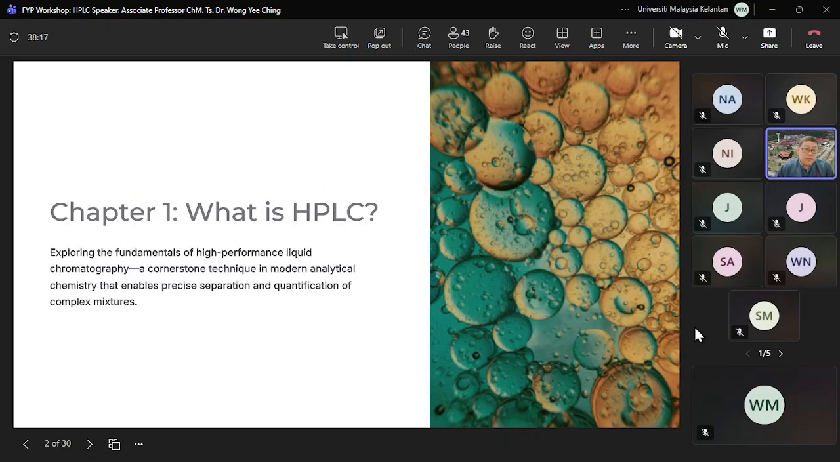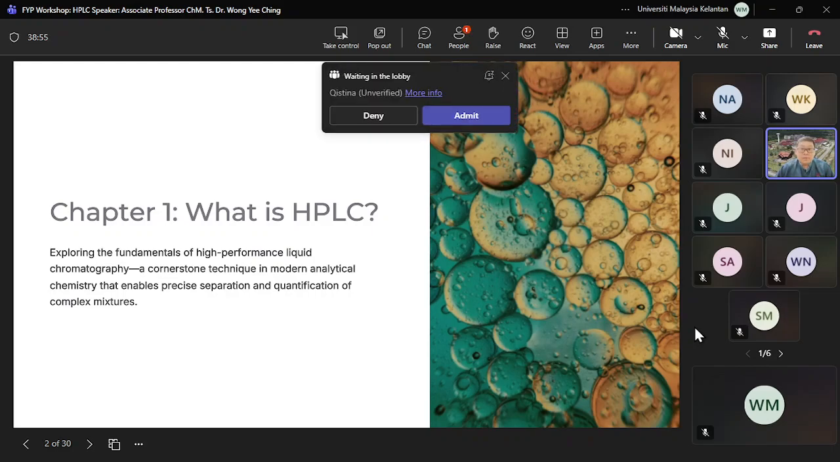Okay, right. So what is HPLC? Fundamental things. HPLC stands for high performance liquid chromatography, whereby it's a technique in modern analytical chemistry that enables us to do precise separations and quantify complex mixtures. Most basically it is for organic based compounds, but not limited to that. It can be some inorganic compounds, as long as they can be separated using the chromatography technique.